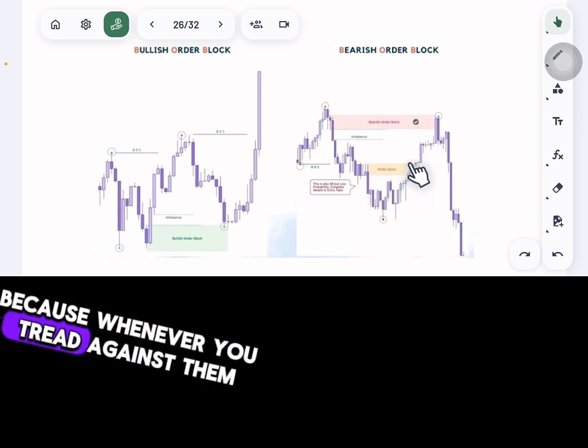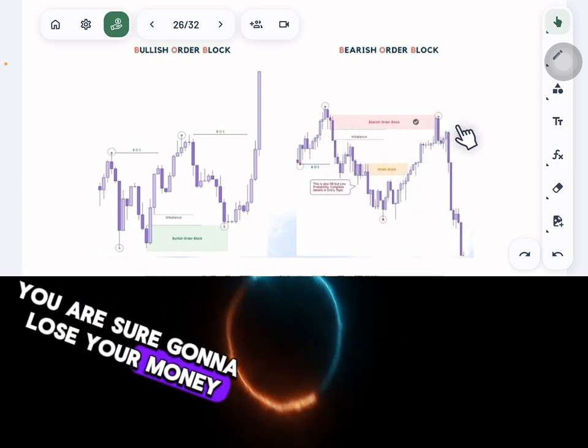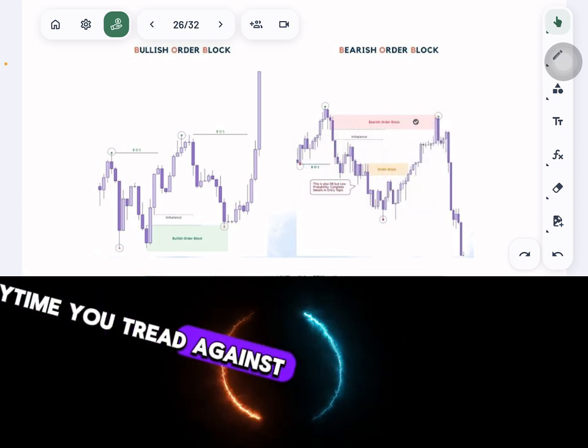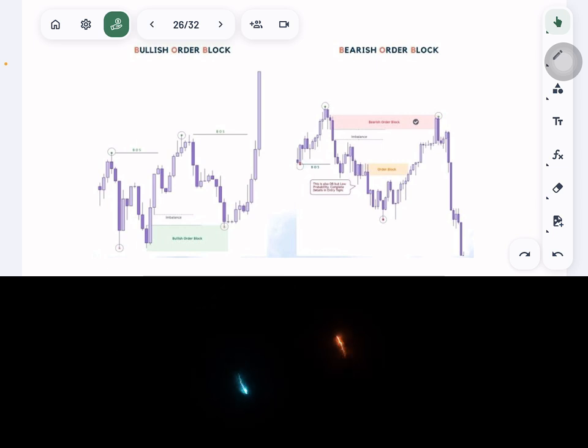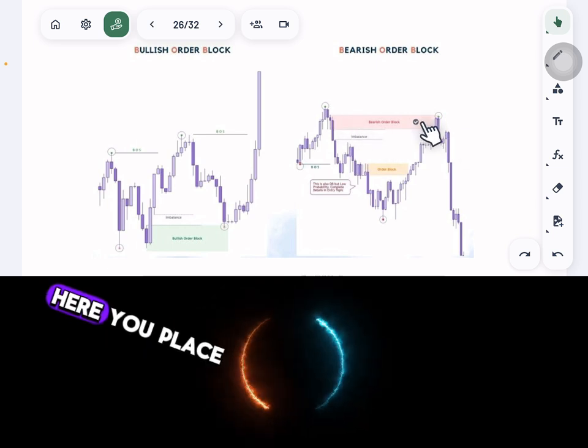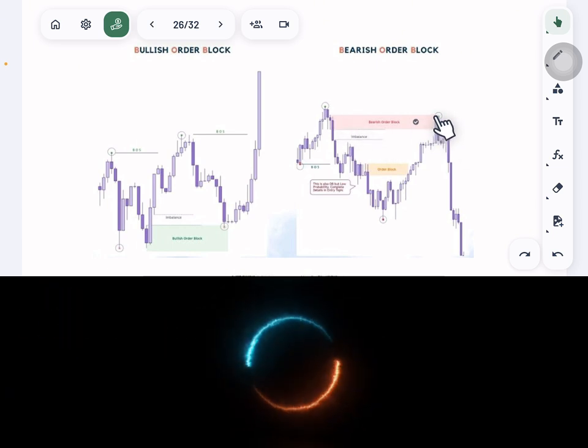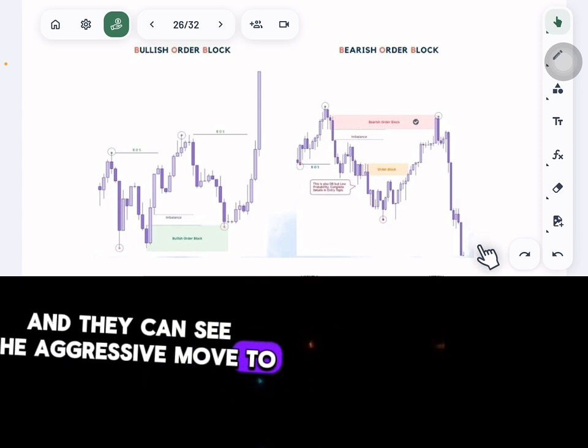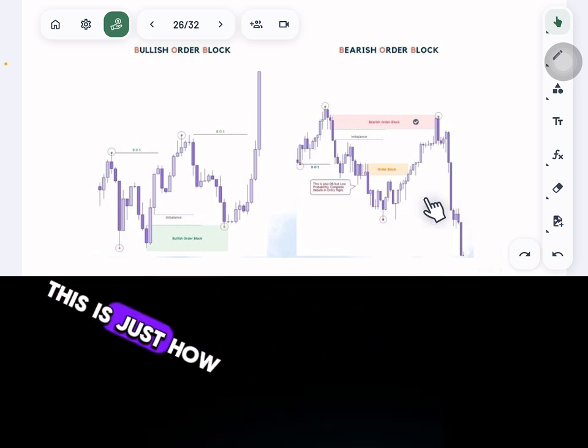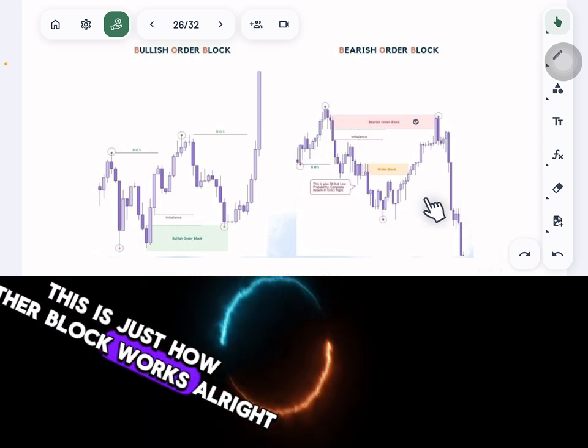Because whenever you trade against them, you are sure to lose your money. Anytime you trade against the banks, you're going to lose your money. So here you place your order, and then you can see the aggressive move to the downside. This is just how an order block works.